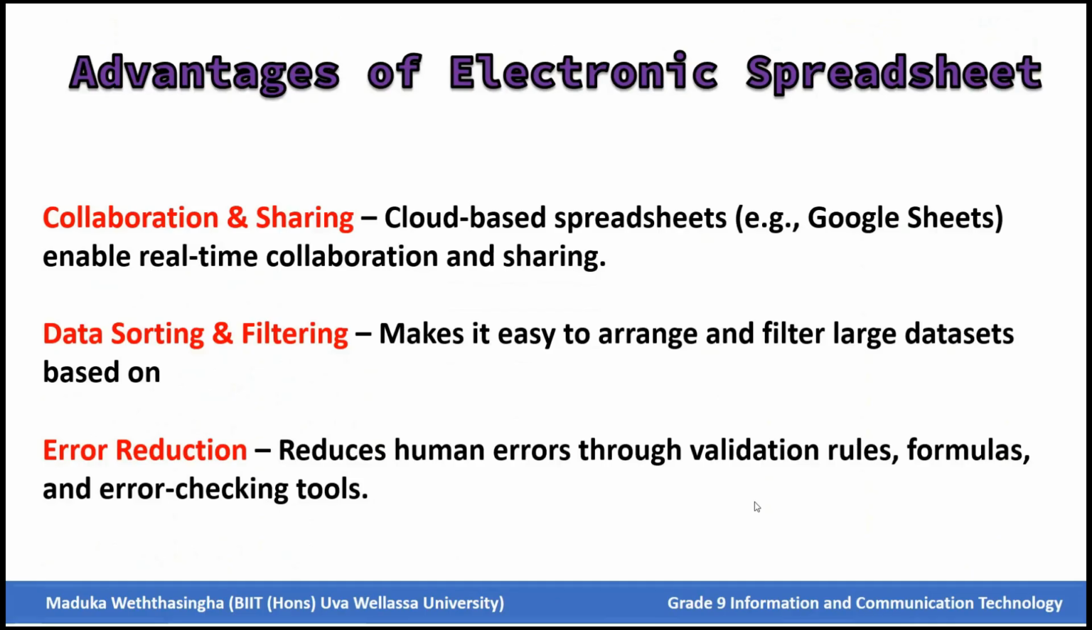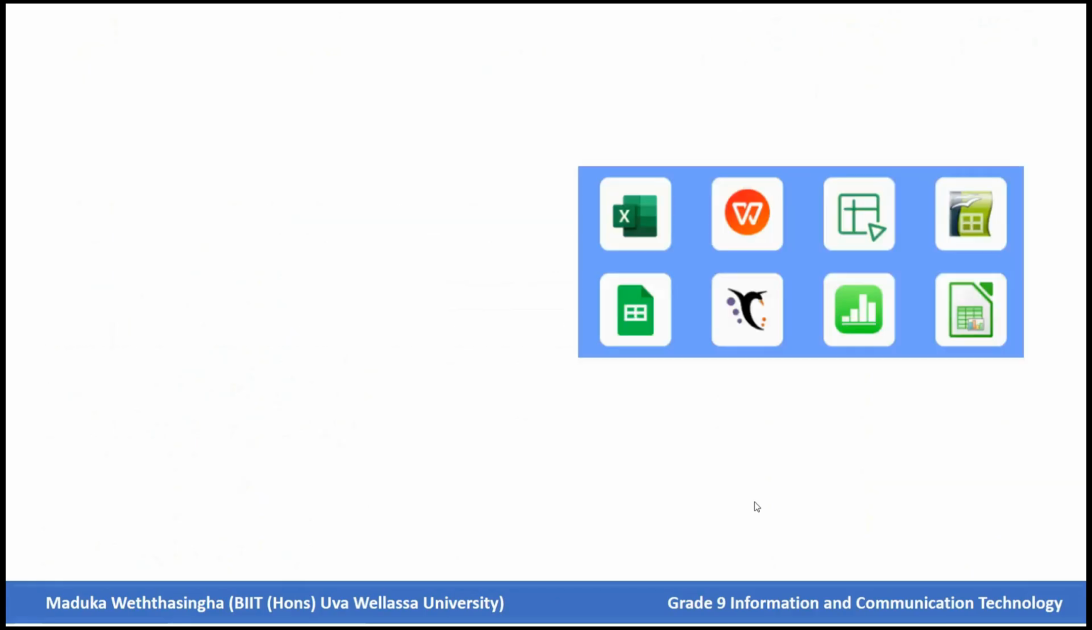Next one, data sorting and filtering. We have to learn about data sorting and filtering in this lesson. It makes it easy to arrange and filter large data sets based on some condition. Next one, error reduction. It reduces human errors through validation rules, formulas and error checking rules. Right, these are the advantages of electronic spreadsheets.